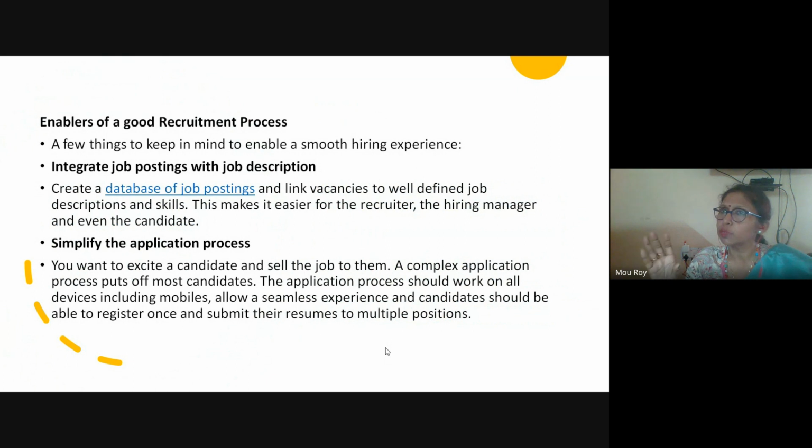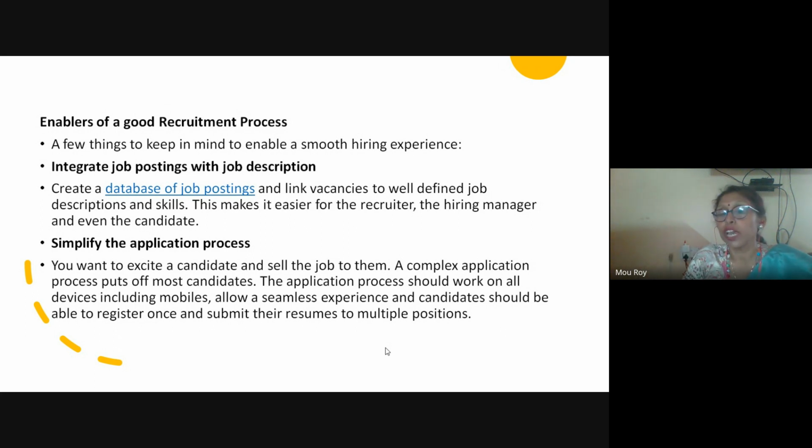So the thing is, it should be very customized. It should simplify the application process, and you have to sell a job to the candidates. At the same time, the candidate also has to ensure that he has a proper curriculum vitae prepared to attract the employers.